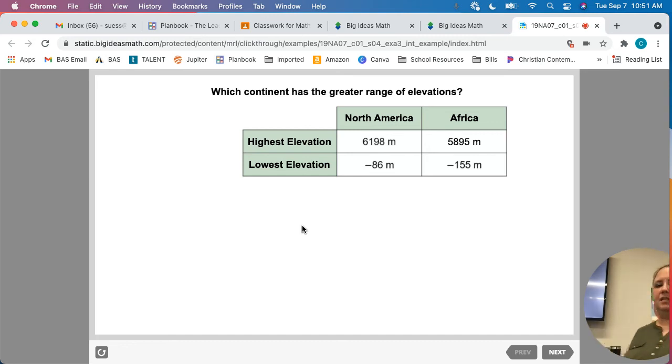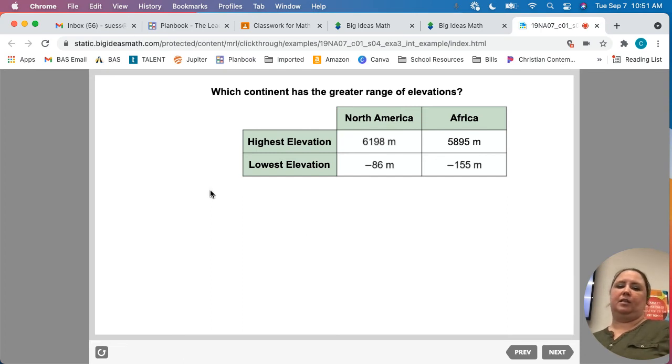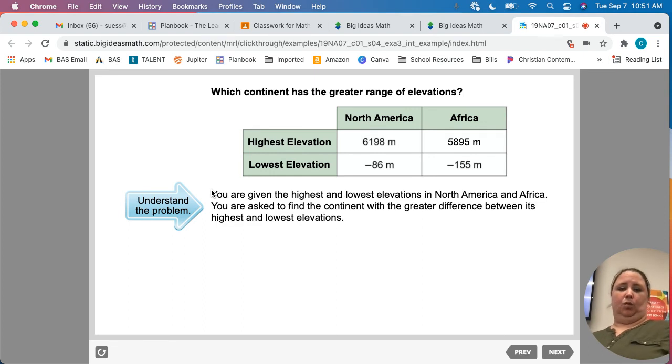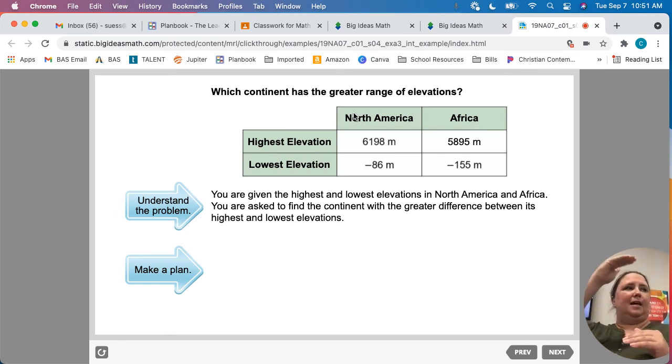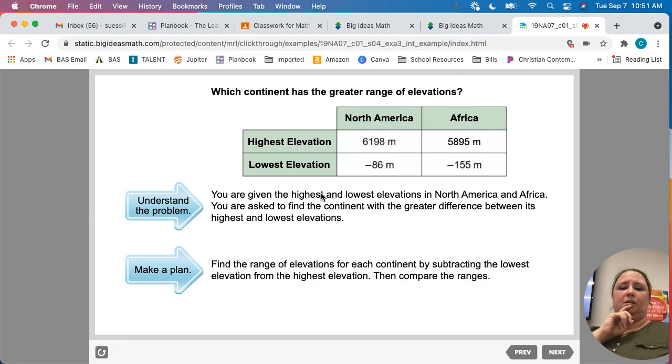7th grade. What continent has a greater range of elevations, North America or Africa? Let's look through this. So we're going to first write our problem. So we're given our highest and lowest elevations of each continent. When you hear the word range, what do you think it means? It's talking about from the most high to the most low. What is the range between the two? So we need to do subtraction here. We're going to subtract the highest elevation minus the lowest elevation to find the range.